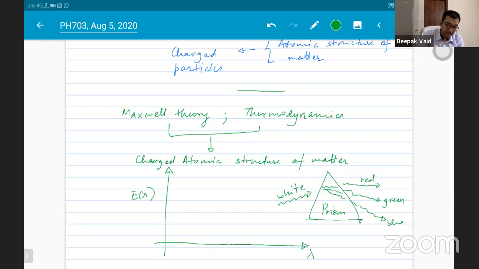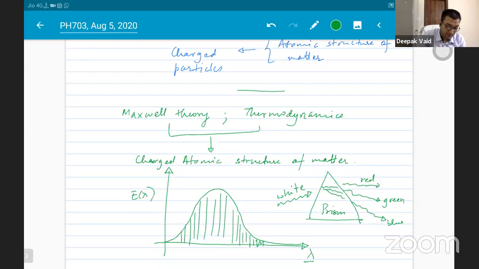And how do you characterize red, green, and blue? You characterize it in terms of wavelength, right? So light of a certain wavelength is red, light of a certain wavelength is green, and so on. Then you can ask how much of each wavelength is there in the light. And what people found is that the distribution of energy in light coming from a black body has this kind of a graph.